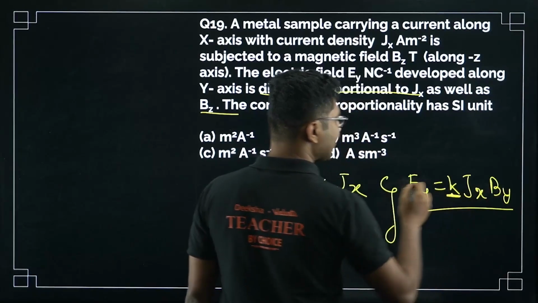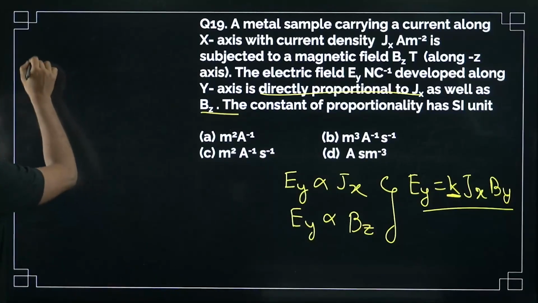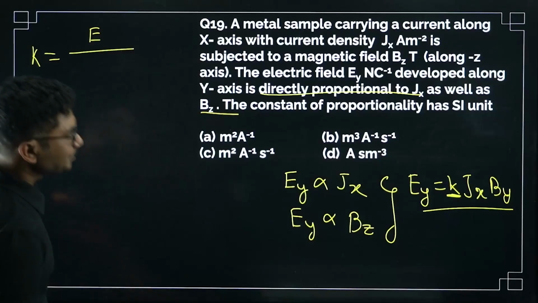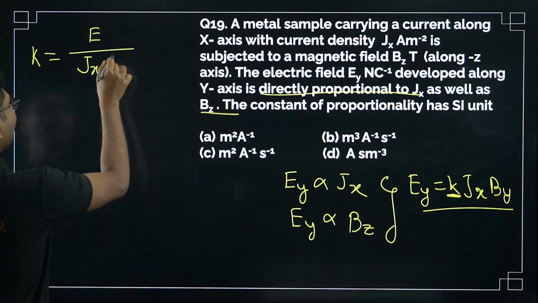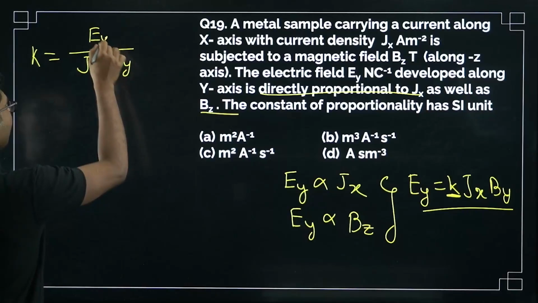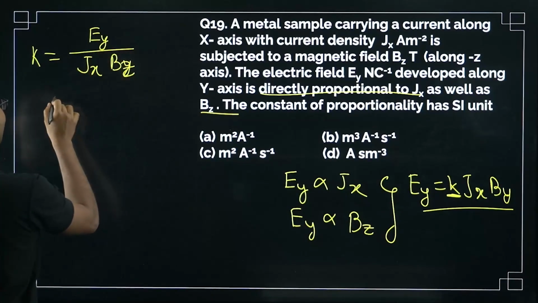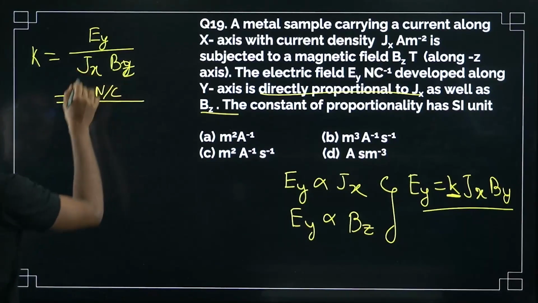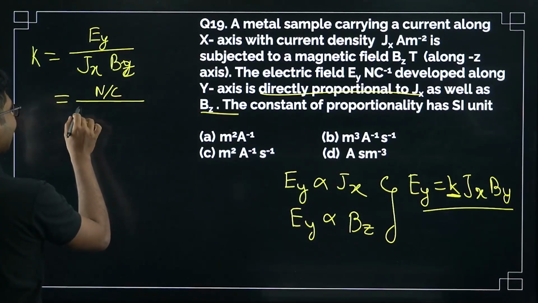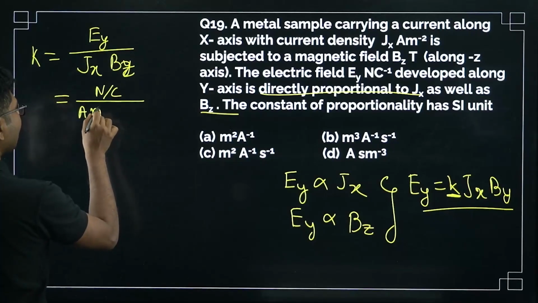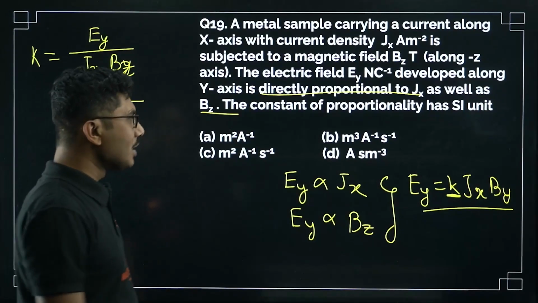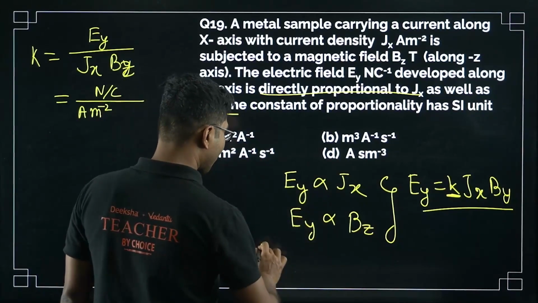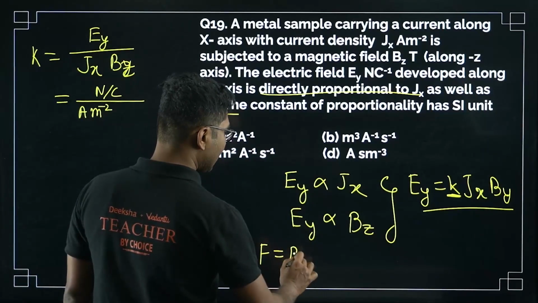Now we have to find the dimension of this constant K. So K will be equal to the electric field divided by Jx Bz, sorry, Ey divided by Jx Bz. Now what is the unit of electric field? Electric field is Newton per coulomb. What is Jx? Jx is current density. Current density's unit is ampere meter to the power minus 2. What is Bz? If you forget what Bz is, you can remember that the magnetic force is basically B into V into L.